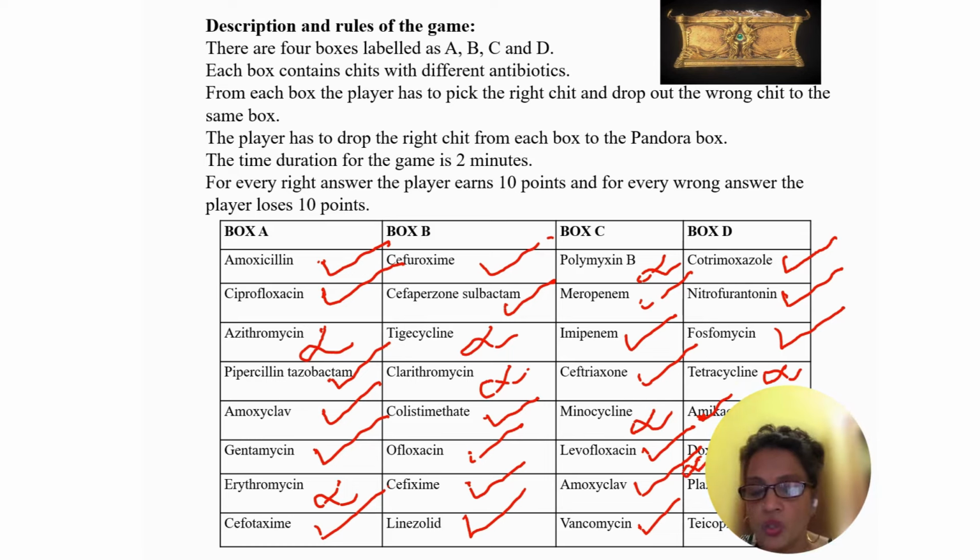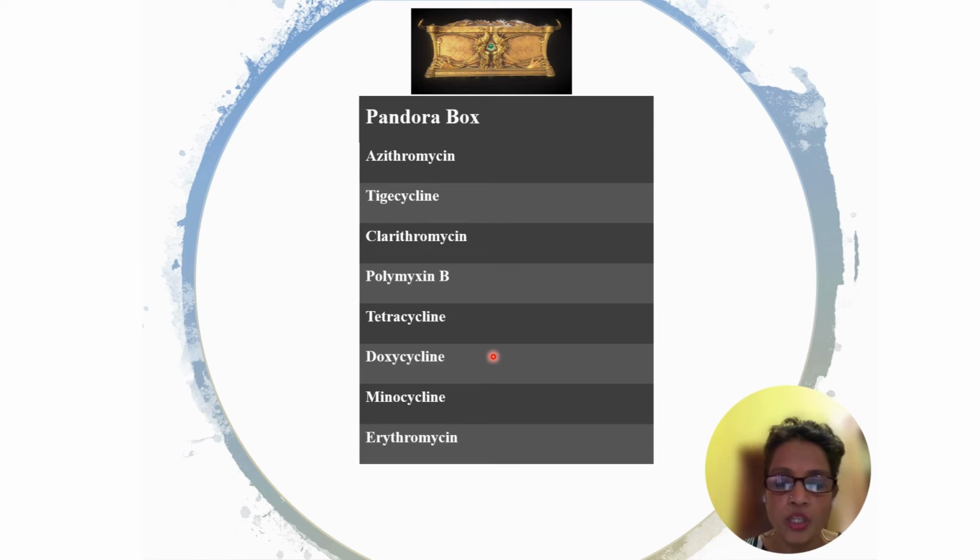So we have azithromycin. Let me just say, take the mnemonic CAME TTD. C is clarithromycin, A is azithromycin, M is minocycline, E is erythromycin, then one T is tetracycline, another T is tigecycline, D is doxycycline, and then to get relieved of the P symptoms, the P is polymyxin B here. So these are the antibiotics pushed into the Pandora box. So push to the Pandora is the name of the game.